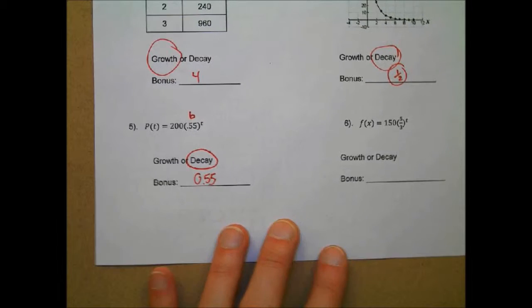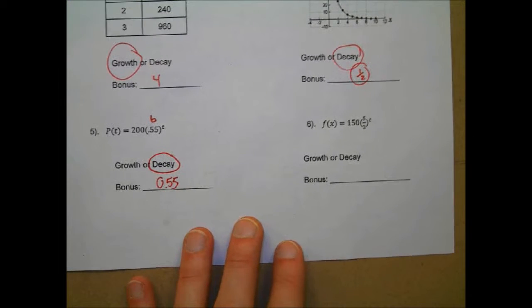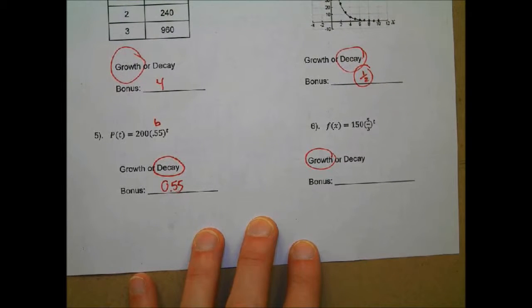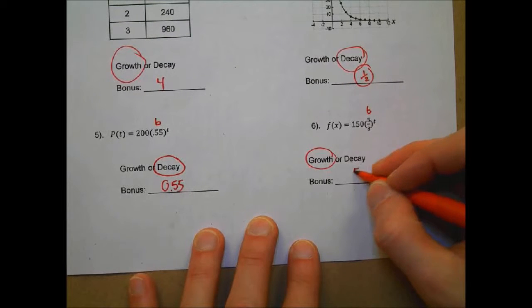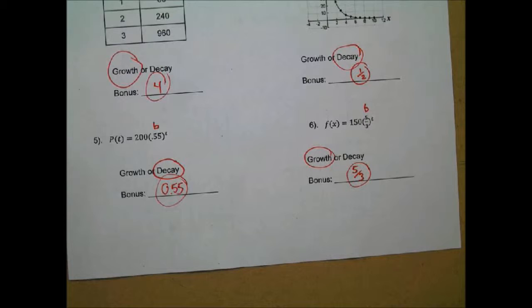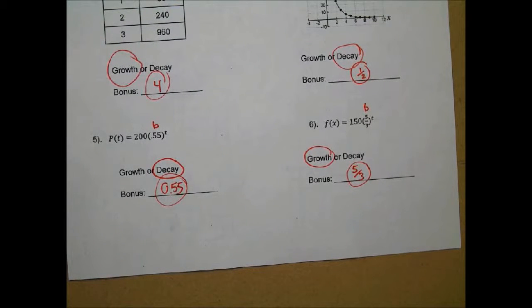All right, so number 6. Growth. Why is it growth? What is greater than 1? What number? Yeah, the b. The 5/3 here. So 5/3 is our growth factor, and it's greater than 1. Yeah, 1.6 repeating. Exactly right. Okay? Easy peasy, right? Hopefully that's some easy bonus points for you, too.